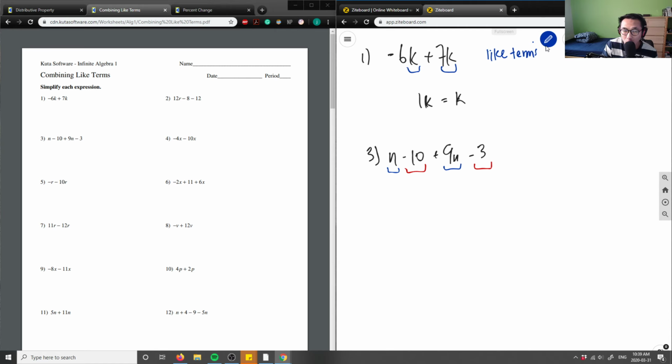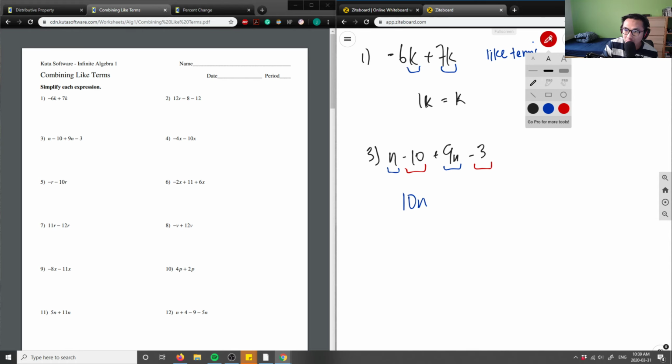So what would I do? What would I get? And again, I'm working from left to right, right? I'm still using PEDMAS. This never changes. So I'm just in blue because I have variables here. So what's n plus 9n? Well, n plus 9n, again, imaginary 1 here. So 1 plus 9 equals 10, right? So 10n in this case.